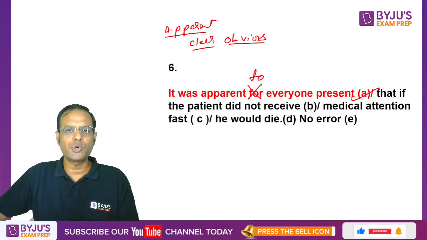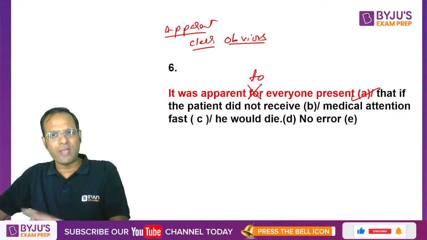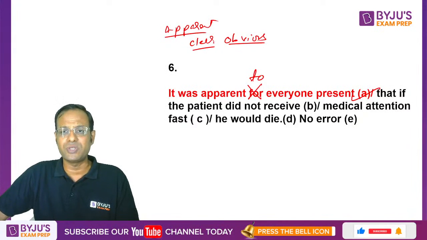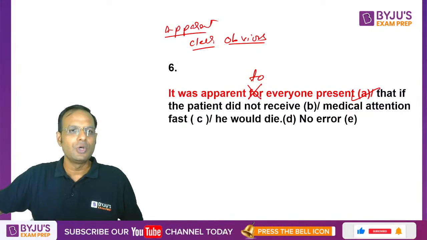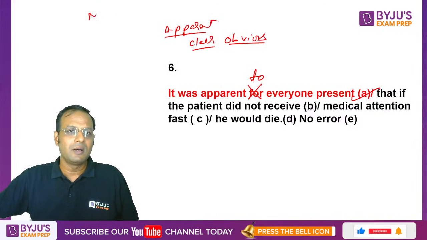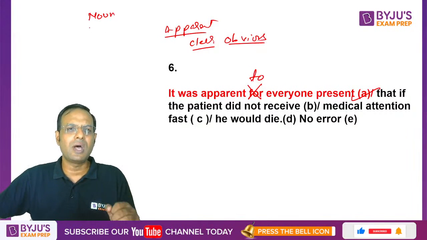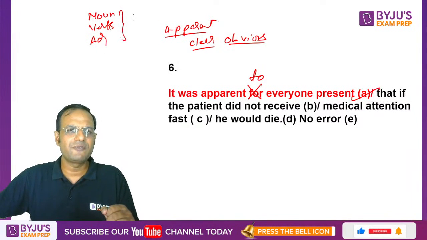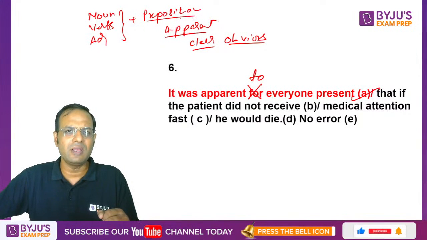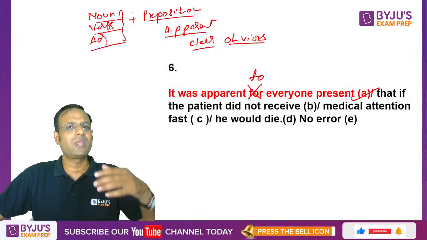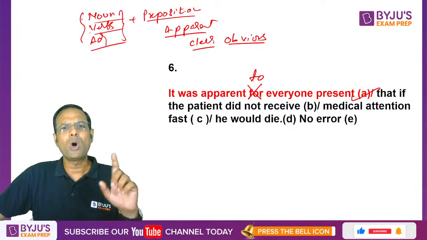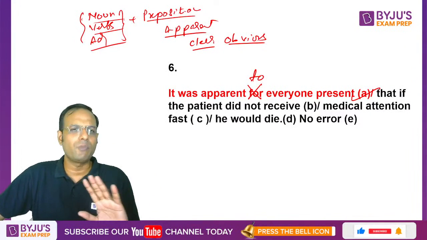The preposition should have been: it was apparent to everyone present that if the patient did not receive medical attention fast, he would die. This was the logic. Apparent plus to. So you must learn various combinations with nouns, with verbs, with adjectives plus prepositions. You don't have to learn the combinations by heart. We cannot do it. You just have to read 1 page or 2 pages a day, and that would be all.